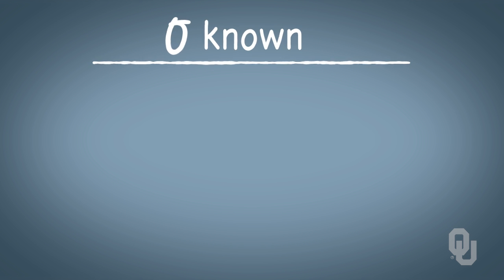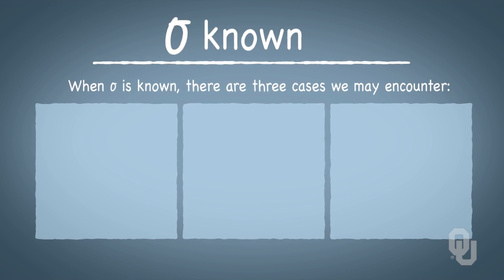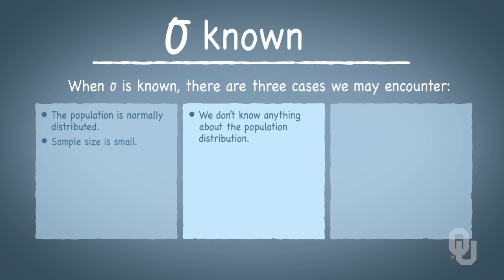into hypothesis testing. Also, like our discussion of confidence intervals, when sigma is known, there are three cases that we may encounter. The first case is where the population is known to be normally distributed and the sample size is small. The second case is where we don't know anything about the population distribution, but we collect a sufficiently large sample size such that the central limit theorem kicks in.